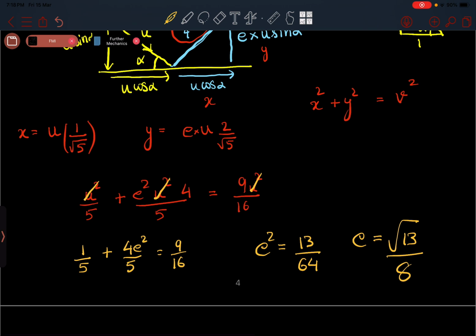What I basically did is I just subtracted the 1 over 5 on both sides, and then I just multiplied it by 5 over 4, which is just like the reciprocal. That is what got me here.